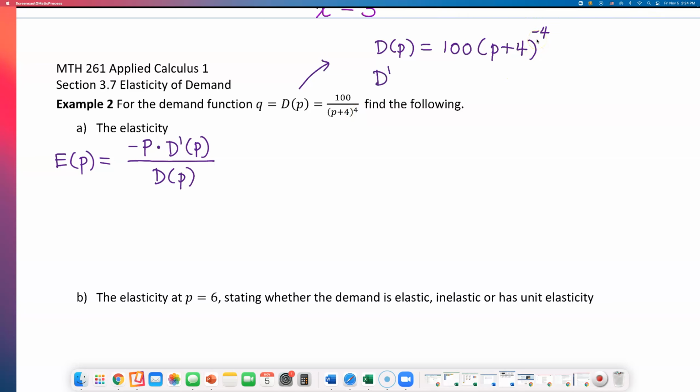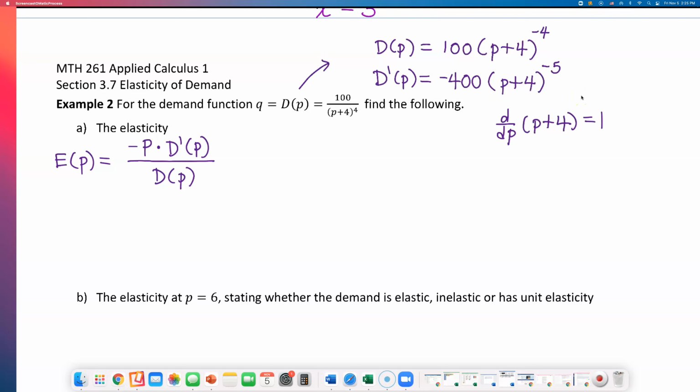If I have it this way, I don't have to use the quotient rule. I can just use the chain rule. Multiply 100 by negative 4. The new coefficient is negative 400. And I will get (P plus 4) raised to the negative 5th power because I need to go down 1 from the original exponent. Technically, I need to multiply this by the derivative of the inside part, right? But the derivative of the inside part will just be 1. So I don't really have to write down times 1.